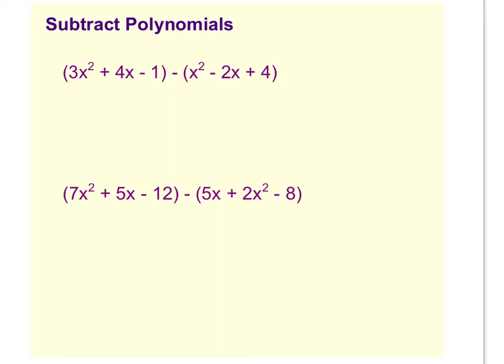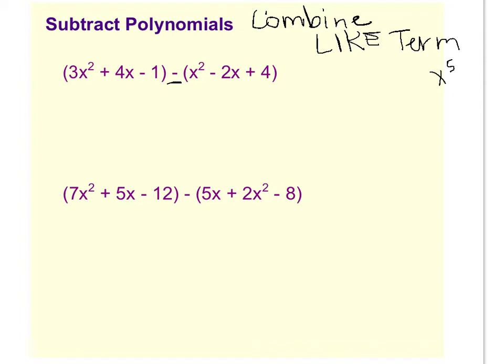Subtracting polynomials works a lot like adding polynomials. You do want to combine like terms, so anytime that you are adding or subtracting in between your two polynomials, you are going to combine like terms. And just a reminder, a like term is going to be where your variable and the exponent are exactly the same. So, you know, an x to the fifth term can only be combined with another x to the fifth term.